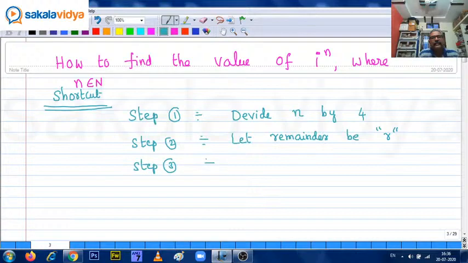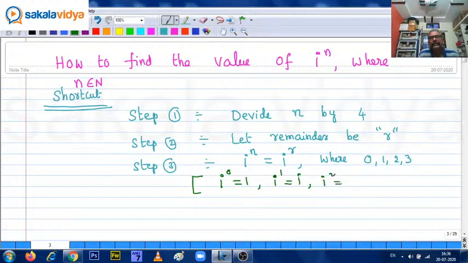step 3, this i to the power of n is equal to i to the power of r. I to the power of r, that means the r value will be like this, either 0, 1, 2, or 3. So we need to remember these values. What are the values we need to remember? I to the power of 0 means 1, you remember. I to the power of 1 is i. I square is equal to minus 1. Whereas i cube is equal to, you remember that, minus i.